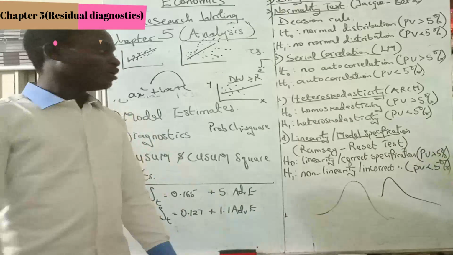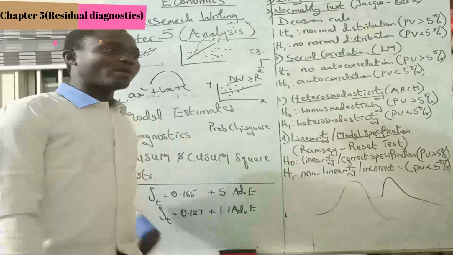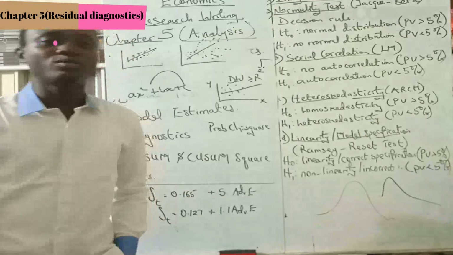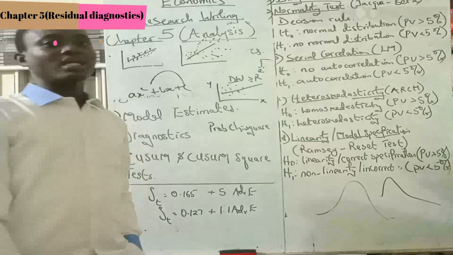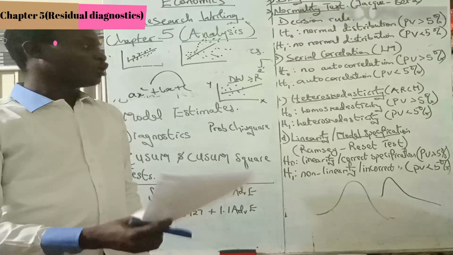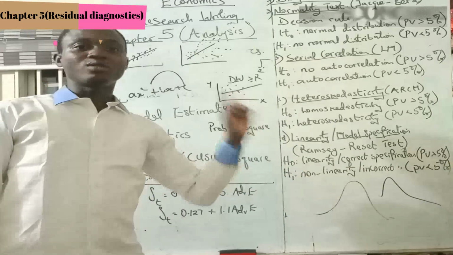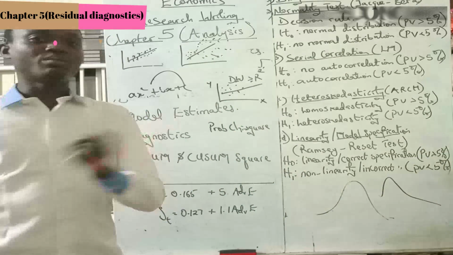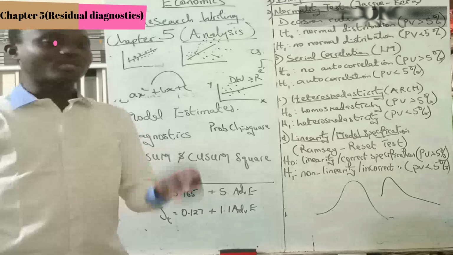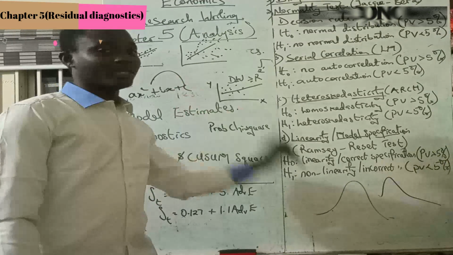Do you understand? Okay, and if after checking our p-value we found that it was 0.0000, that means it is statistically significant. So if it is statistically significant, that means we reject the null and accept the alternative hypothesis, and then the model is non-linear, or the model is misspecified. What you want is correct specification of the model. Okay, so that's that under diagnostics.